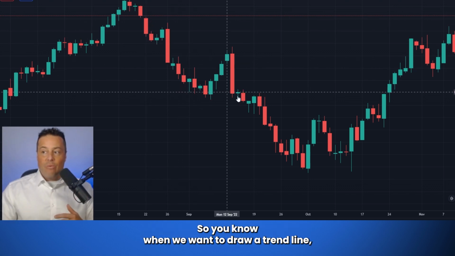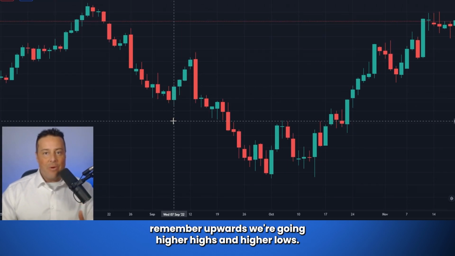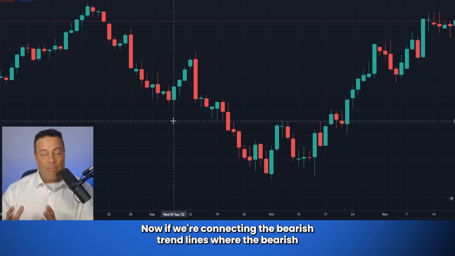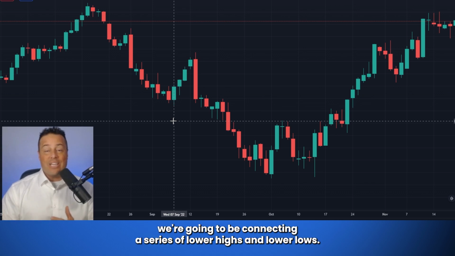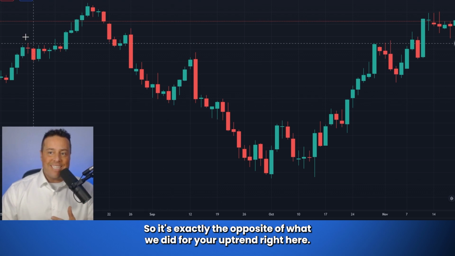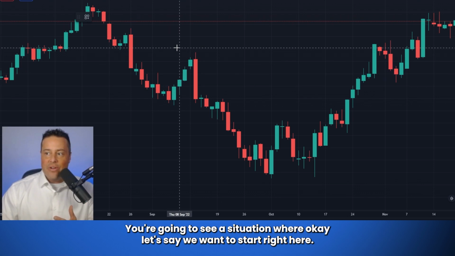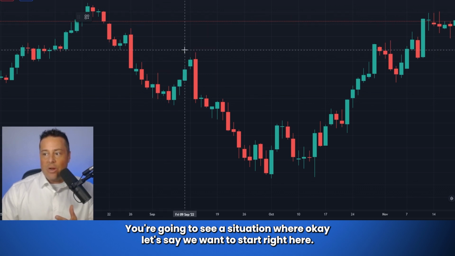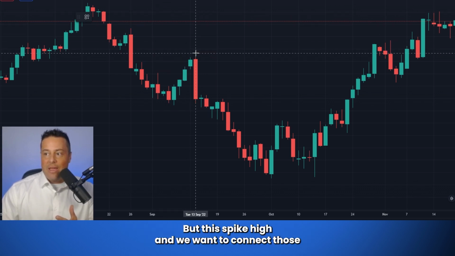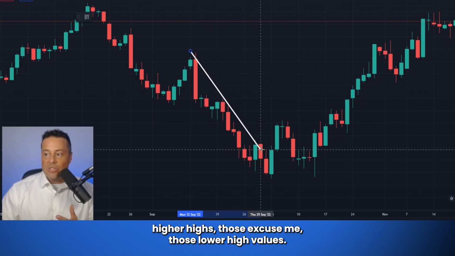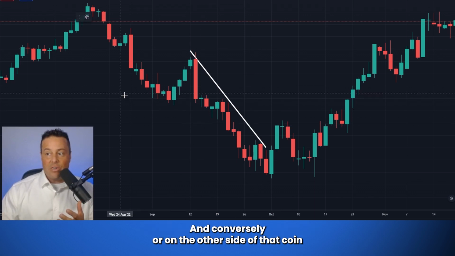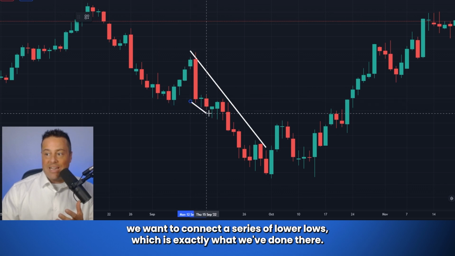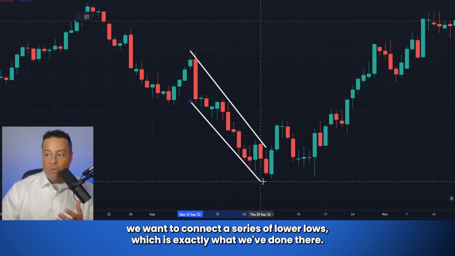When we want to draw a trend line, remember, upwards, we're going higher highs and higher lows. Now, to draw a bearish trend, we're going to be connecting a series of lower highs and lower lows. So it's exactly the opposite of what we did for your uptrend. Right here, let's say we want to start at this spike high, and we want to connect those lower high values. You'll notice we've defined a directional move in price. And on the other side of that coin, we want to connect a series of lower lows, which is exactly what we've done there.